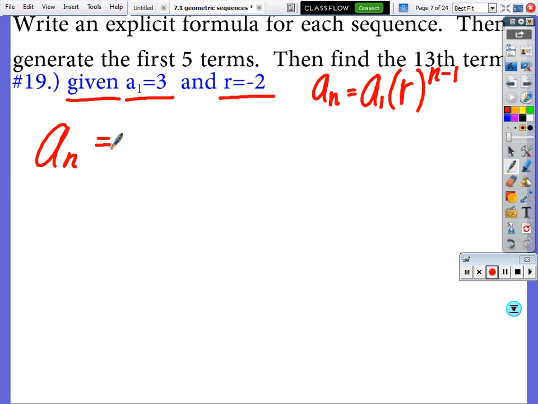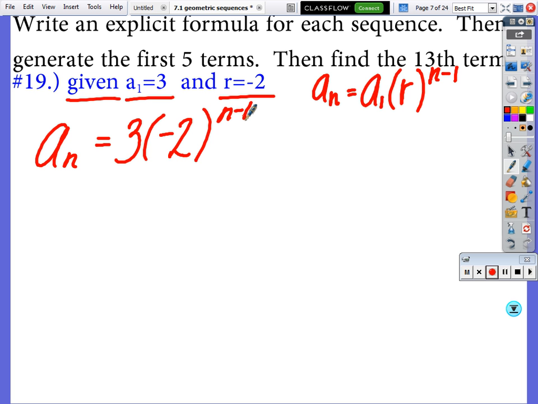So a sub n is equal to a sub 1, which is 3, times our ratio, so times r, which is -2, raised to the n minus 1. Now, does everybody see how this is the general explicit formula? So we could plug in any number here and find any term in this sequence.